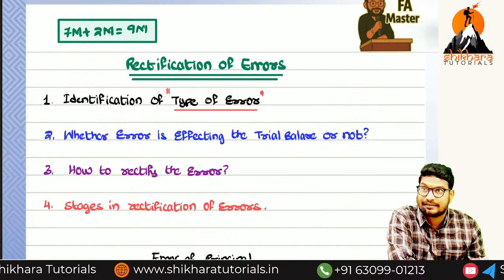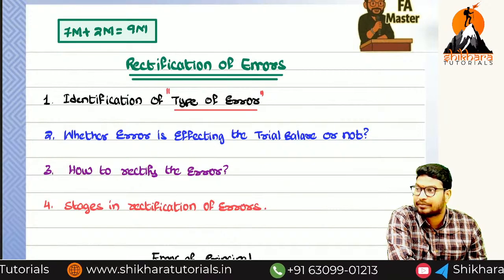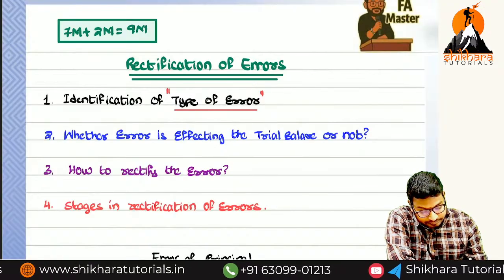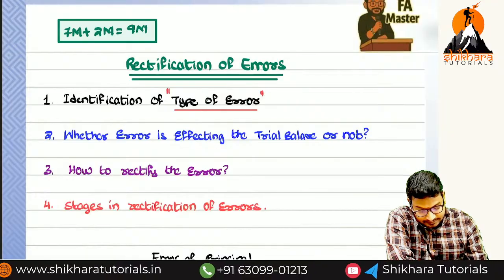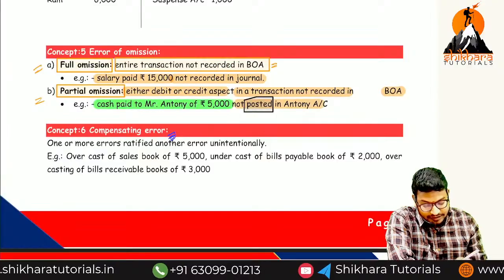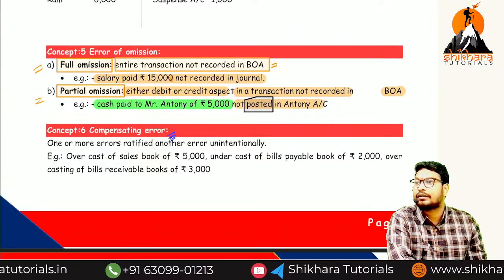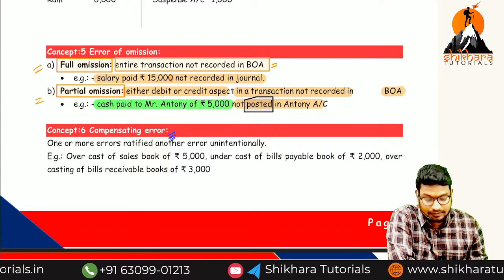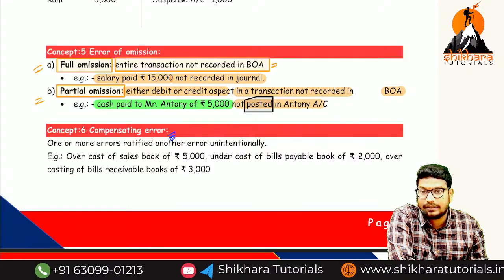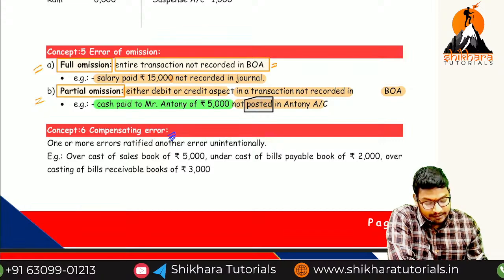Then we discussed error of omission. Error of omission is again classified into how many types? 2 types: partial omission and full omission. Full omission means what? We have not at all recorded the journal entry in the books of accounts. That means debit not recorded and credit also not recorded. So that is the reason the trial balance will not be affected.